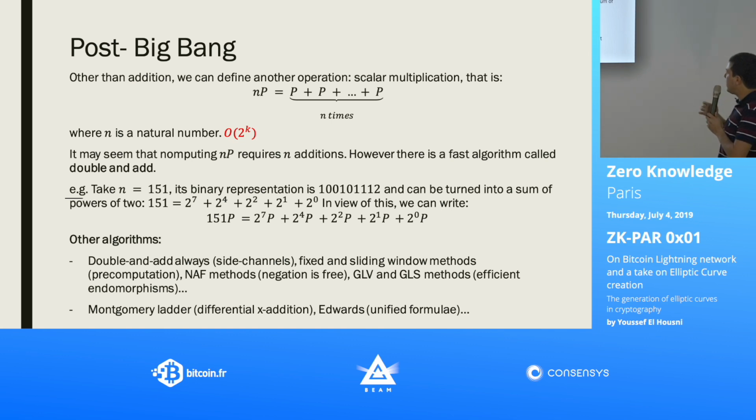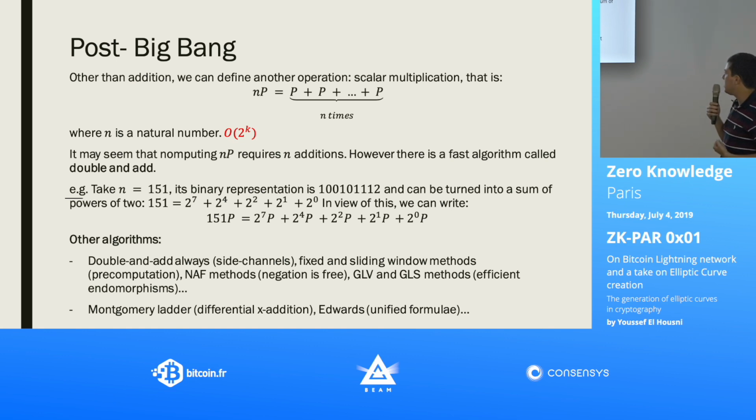But when you explain it this way, one natural question to ask: if you do n times p, so you add p n times, you will need n minus 1 additions. If you need n minus 1 additions and n has, for example, k bits, the complexity is 2 to the power k. And knowing that in cryptography you use big numbers, 256 bits for example, it is harder to do this process. We said it is pretty much straightforward in a sense.